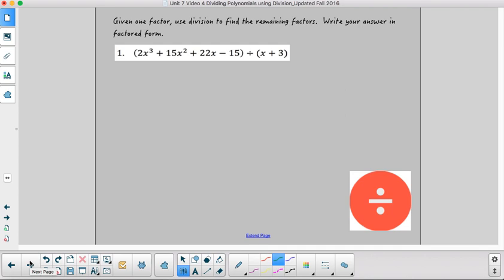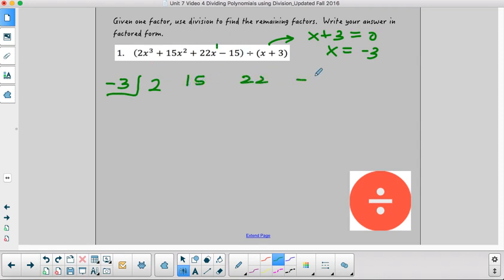Write your answer in factored form. So we're going to go ahead and do exactly what we did in the last one. We start out, we are given one factor. So we have x plus 3 is equal to 0. So I solve this, so x is equal to negative 3. I do synthetic division. I got 3, 2, 1, 0, so we're good. So write down my coefficients. We got 2, 15, 22, negative 15. Bring down the 2, we multiply, negative 6, 15 plus negative 6 is 9.